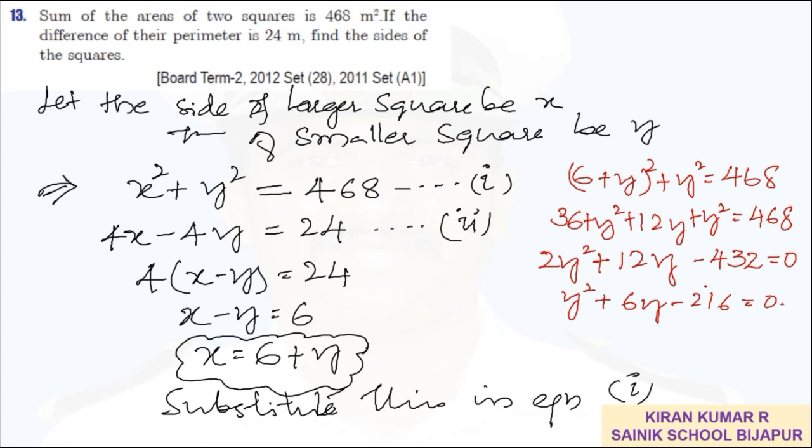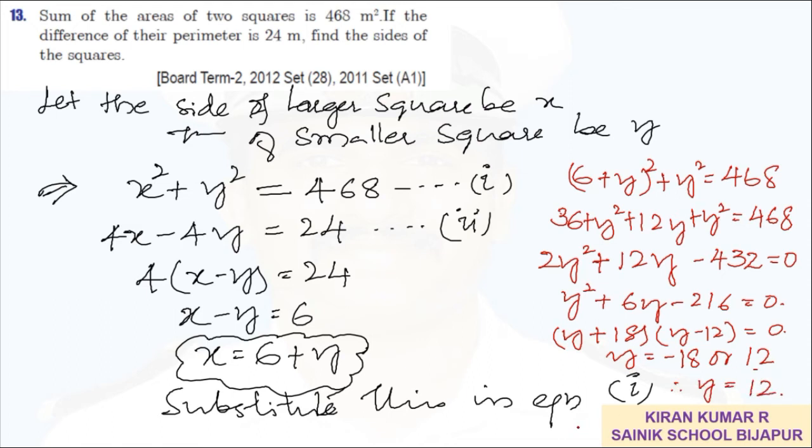Now what to do? 216 is 18 12 times. Yes, 18 12 times. Therefore I can split the middle term as positive 18 and negative 12. So I'll be getting final result as y plus 18 into y minus 12 equal to 0. So y values are negative 18 or positive 12. We have to neglect this negative 18 because the side cannot be negative. Therefore, y value is 12.